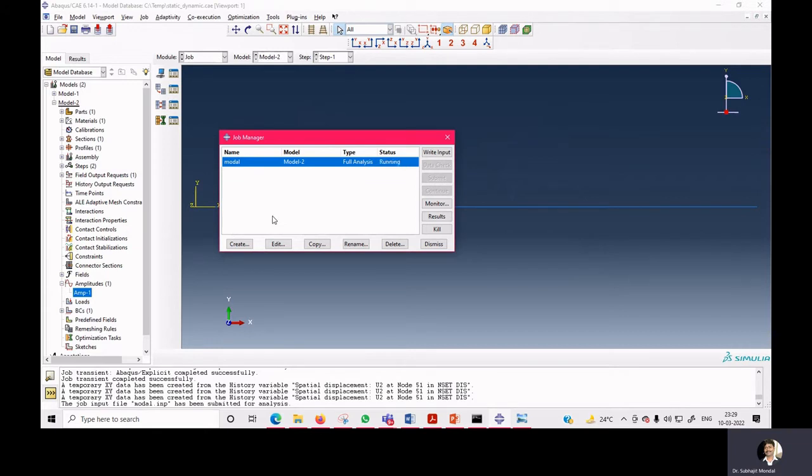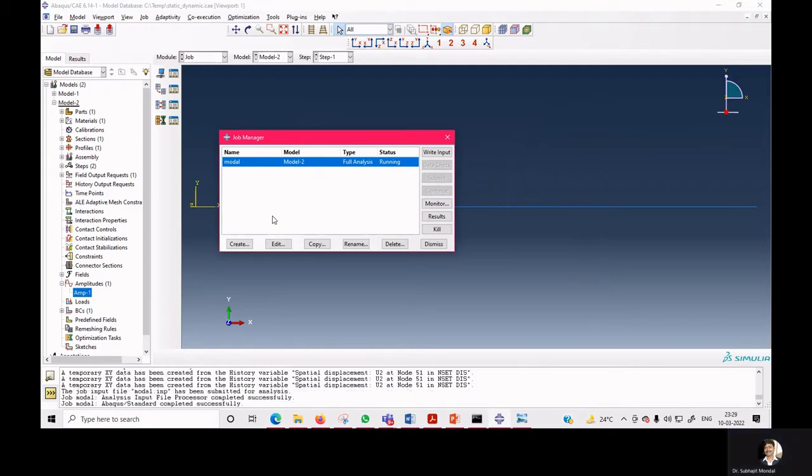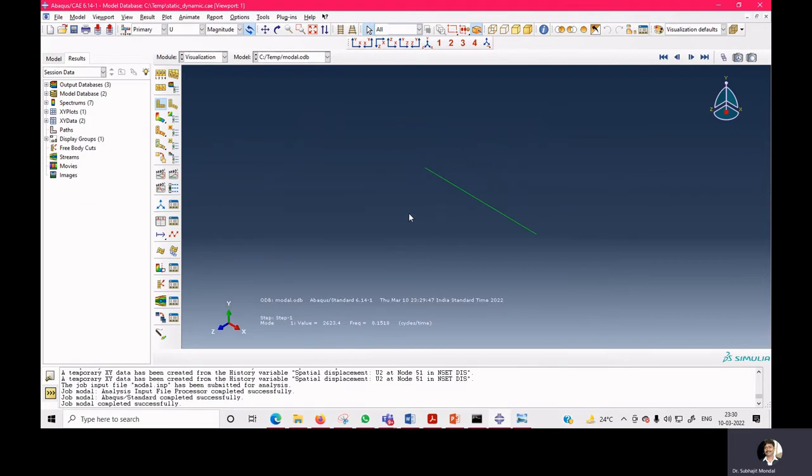Once we perform modal analysis, we will go for steady state analysis. You will observe that steady state analysis consists of two processes. In the first step, we will perform modal analysis, and in the second step, we will go for steady state analysis. Here we are going to see what frequencies are there.